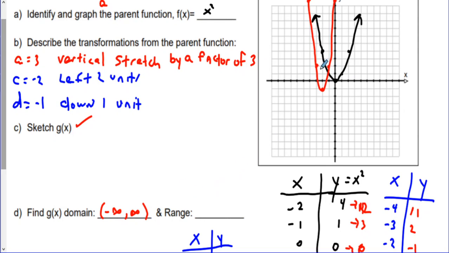Okay. The range, however, does stop, right? This thing goes down, down, down, and it gets to -1, and then it turns around and it goes back up, right?